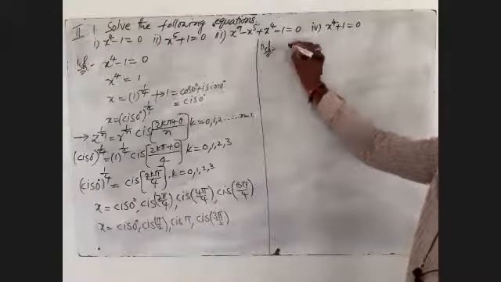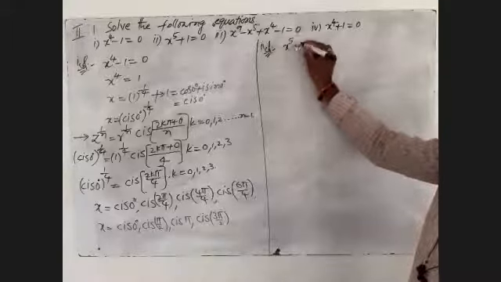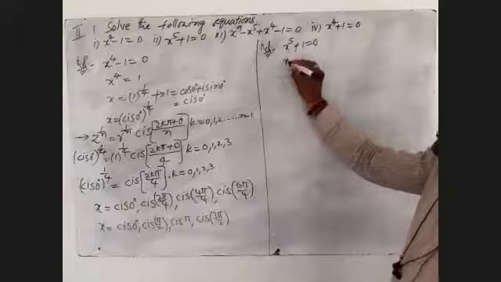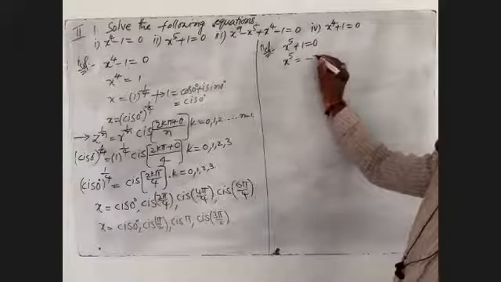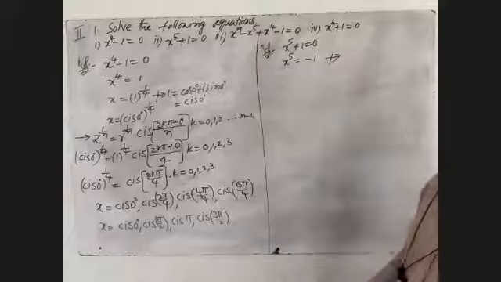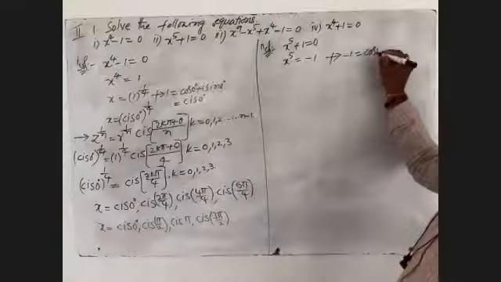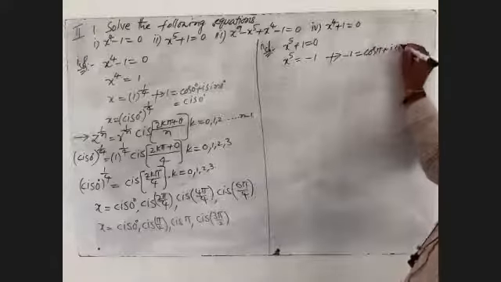Next one is x power 5 plus 1 equals 0. This can be written as x power 5 is equal to minus 1. Minus 1 is nothing but cos pi plus i sin pi.